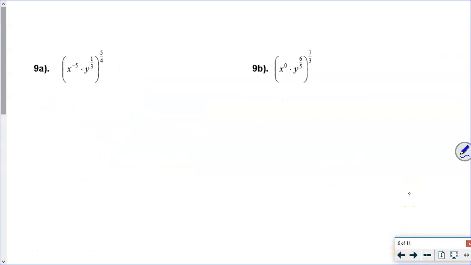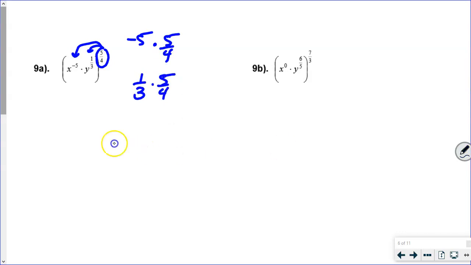Let's look at 9a. Let's talk to Keith. Help me with 9a. What am I going to do with this exponent here? Distribute it. And then how do I combine it with the already existing exponents? Multiply. So either in the old noggin or on the calculator, I'm going to ask him to multiply negative 5 times 5/4. And also 1/3 times 5/4. Nice. So he said, I already forgot, negative 25 over 4. And then y to the 5 over 12.